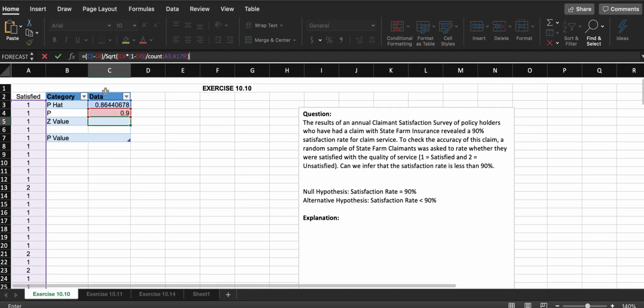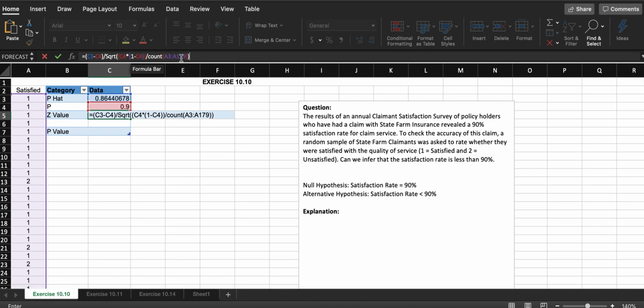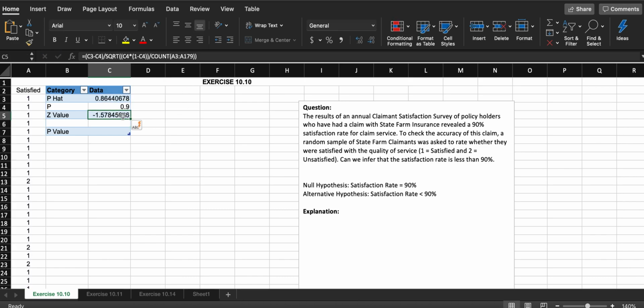Alright, so now if you look at our code, this outer parentheses is including everything in the square root, and you're just going to hit enter, and you should get negative 1.5784. So you've calculated your z value, your p-hat, your P.